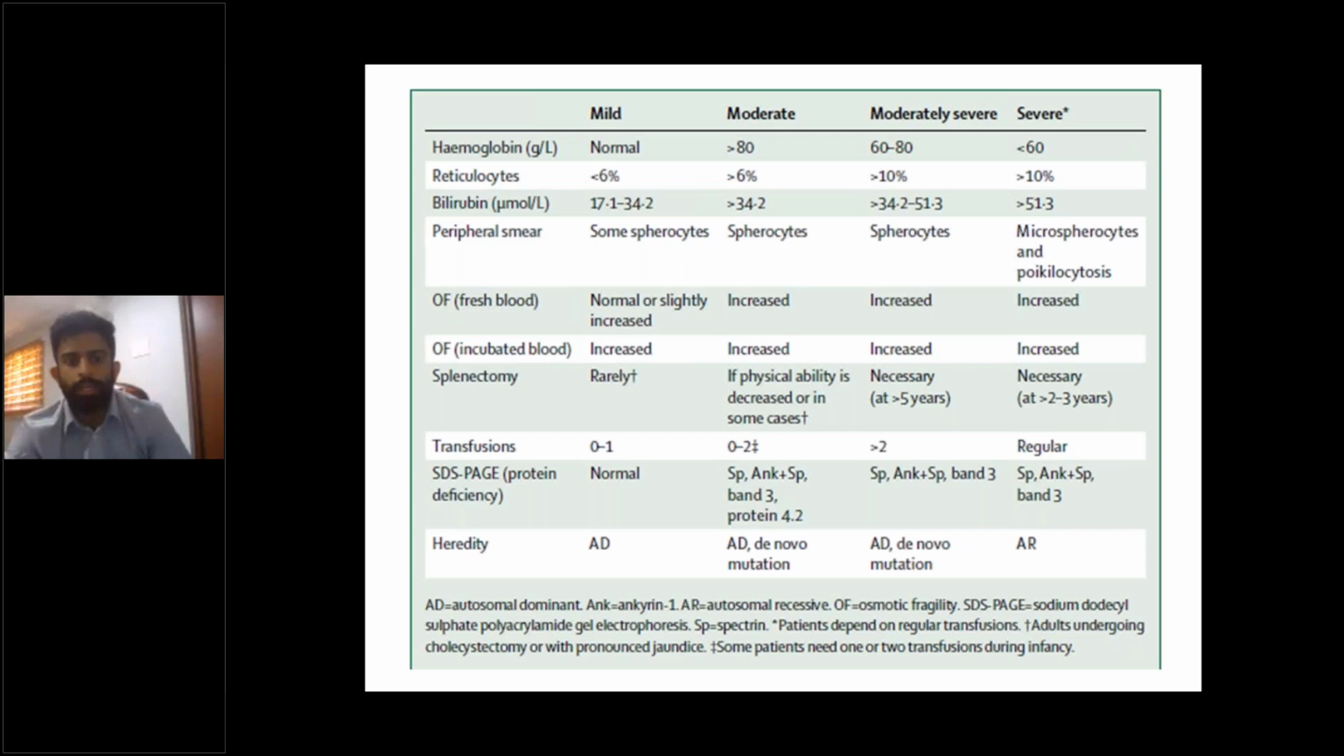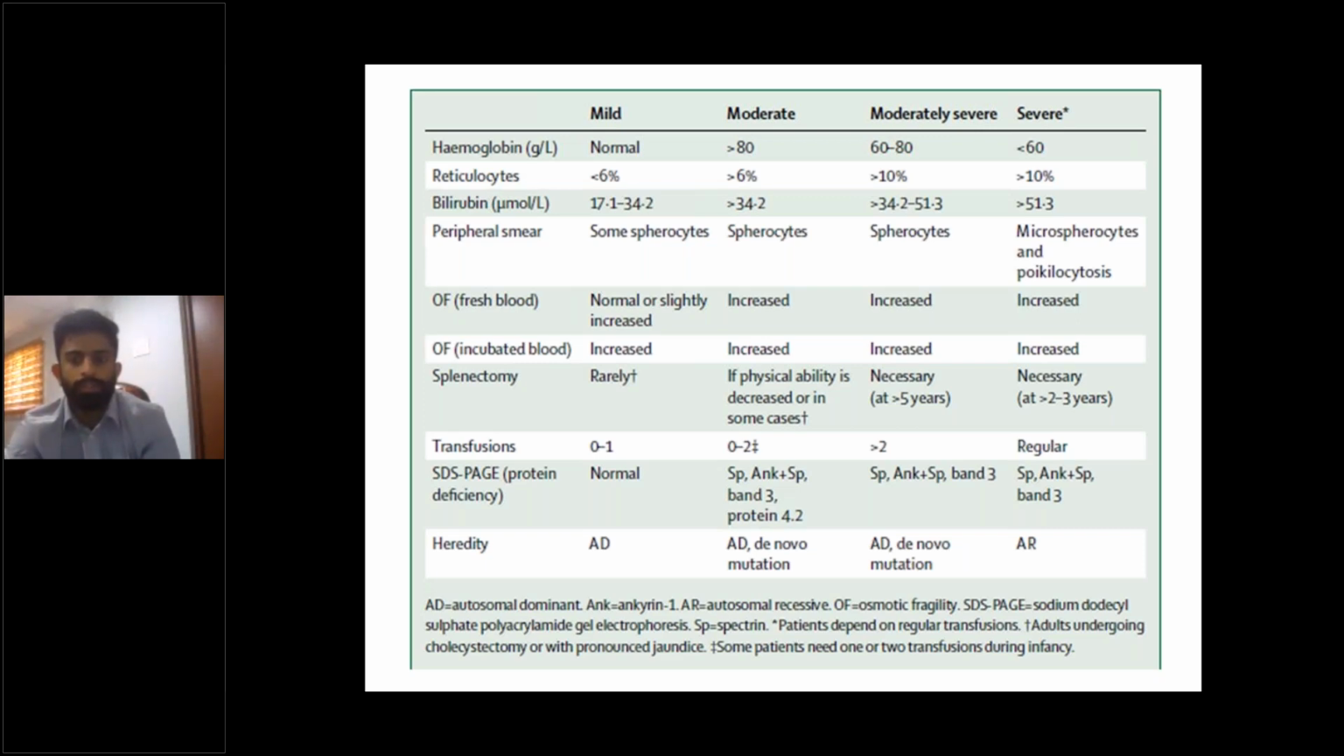Splenectomy is rarely done in case of mild. They may rarely require transfusions. In case of moderate, if physical ability is decreased, they may require splenectomy. In moderately severe, it's necessary at greater than 5 years. In severe, it's necessary at 2 to 3 years itself. So transfusions are 0 to 1 in mild, 0 to 2 in moderate, greater than 2 in moderately severe, and in severe you need regular transfusions.